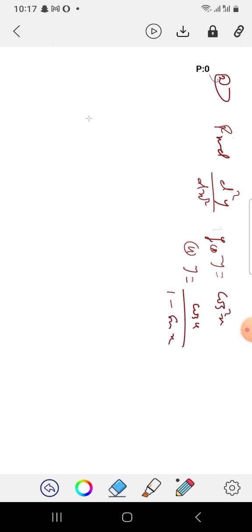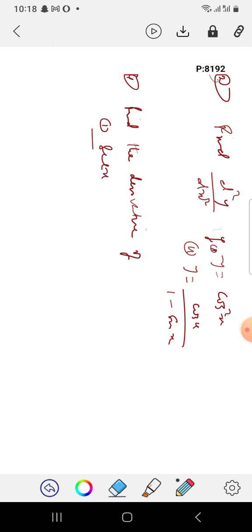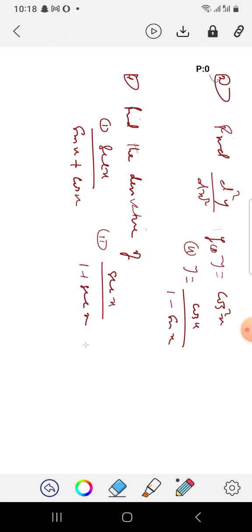Yeah, now that's 2. Number 4, find the derivative of 1 over sec x over sine x plus cos x, then sec x over 1 plus sec x, and 3, 1 minus tan x over 1 plus tan x.